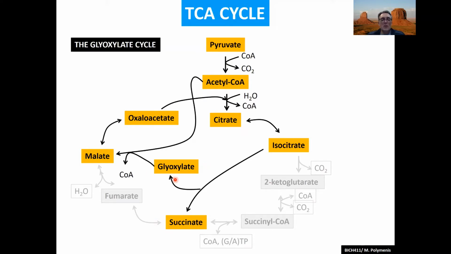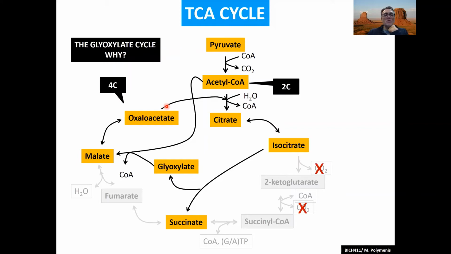2-carbon compound, glyoxylate. Glyoxylate, which is a 2-carbon unit, as I said, then joins with another 2-carbon unit, acetyl-CoA, which is generated by pyruvate dehydrogenase, and generates a 4-carbon unit, malate, which can then go on and do the things we have discussed in the canonical reactions of the TCA cycle.